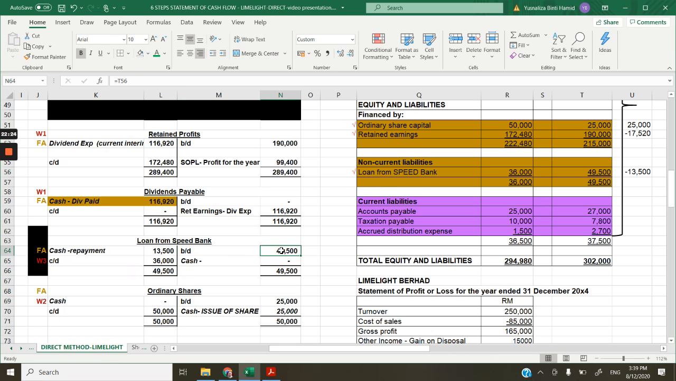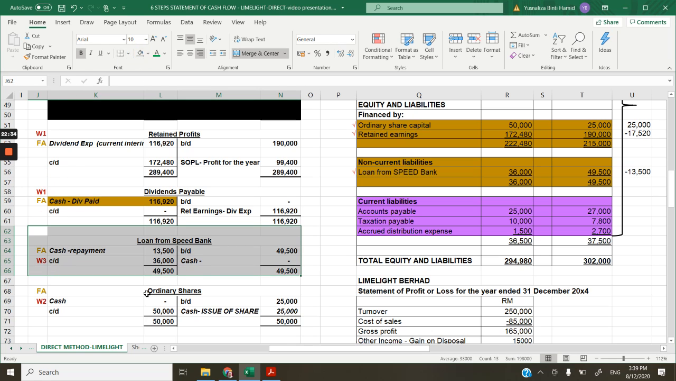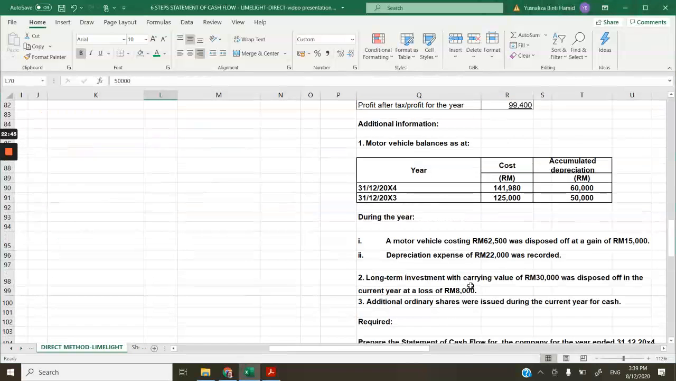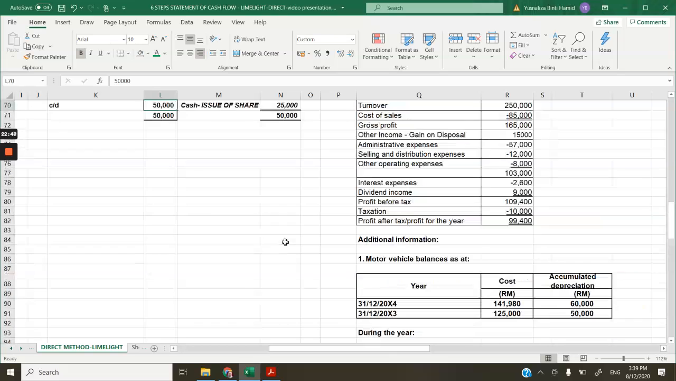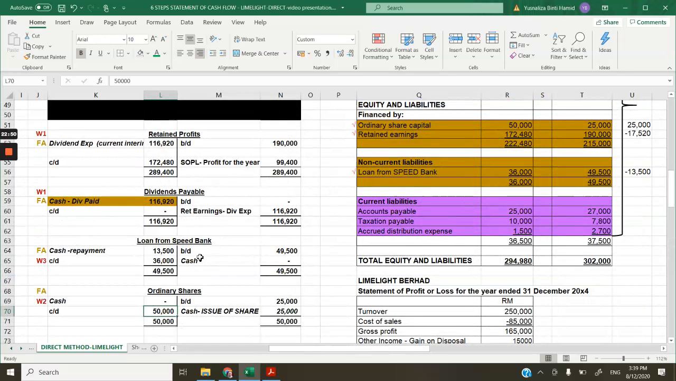So you post the loan to the correct side. That should be on the credit side. The beginning balance, the opening balance, should be on the credit side. And you also need to put the closing balance. Same goes here. There is no information whatsoever about loans in the additional information here. Nothing informed about them taking a new loan. So you would assume that the reduction from 49 to 36,000 is due to cash repayment.